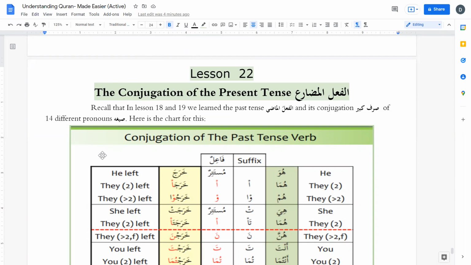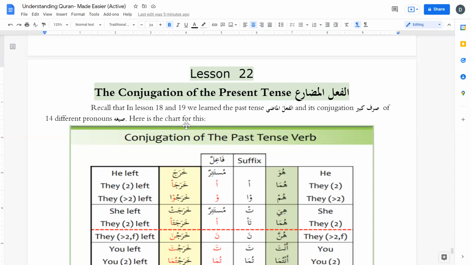Alhamdulillah, I'm also good. Today, inshallah, we would continue studying Fi'l Mudari. And today our focus would be on the conjugation of the present tense. Conjugation of the present tense is also called sarf kabir of fi'l mudari.